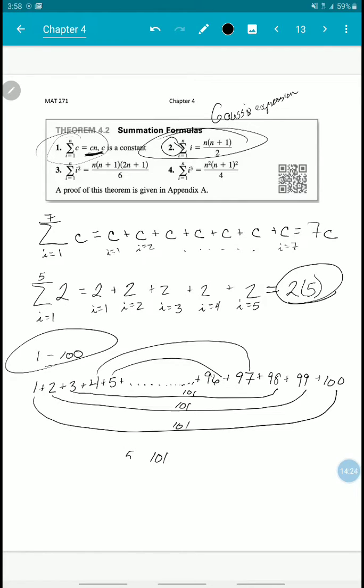Well, how many sums of 101 do we have? We're going to have 50, because we're going to have 50 pairs. So then 50 times 101 is 5050. So you can see where that's coming from. Now, we could rewrite this. Isn't 50 the same thing as 100 divided by 2?